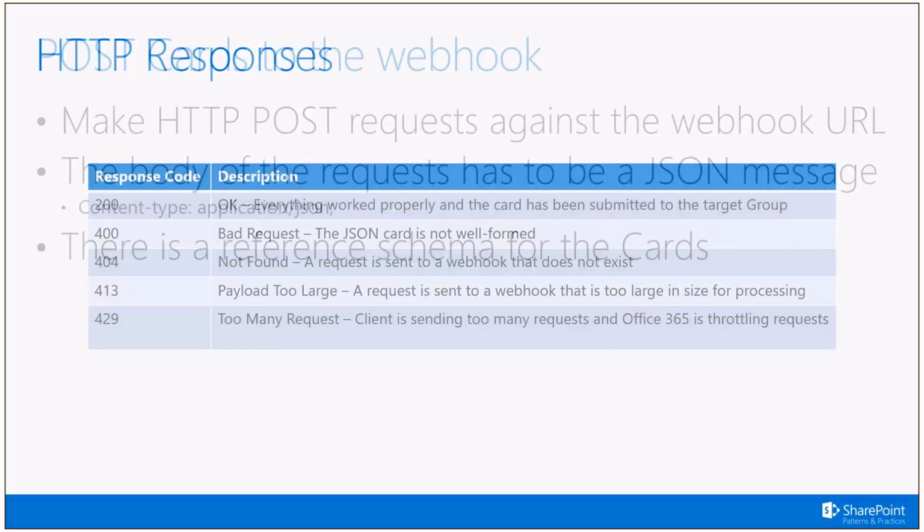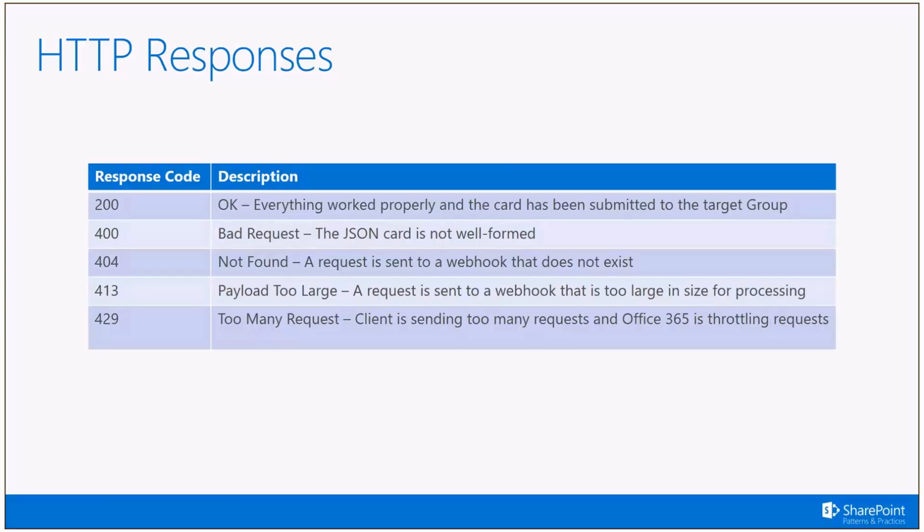Whenever you send a card using a connector, you can get back any of these response codes. Of course, the 200 is the one you will desire to have, but you can also have issues like a bad request if your card is not well formed based on the syntax available for cards, or you can have a 404 if for any reason the webhook has gone and does not exist anymore, or you can have a payload too large if you send a too big card through the request, or you get throttled and you get back the well-known 429 for throttling and too many requests.